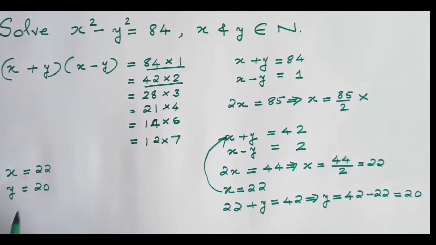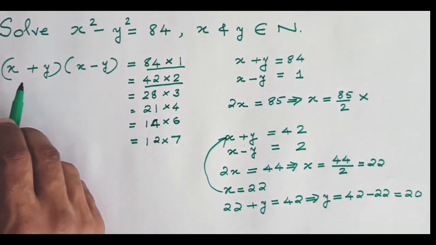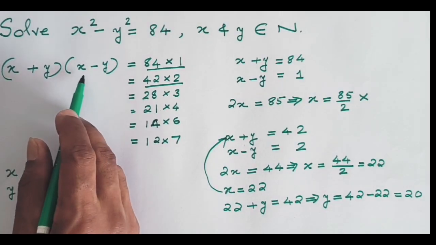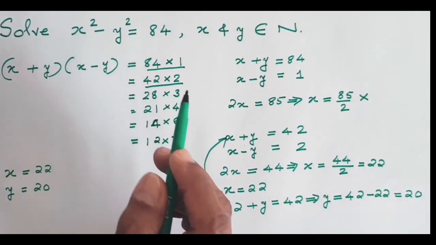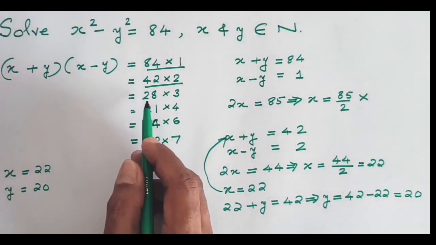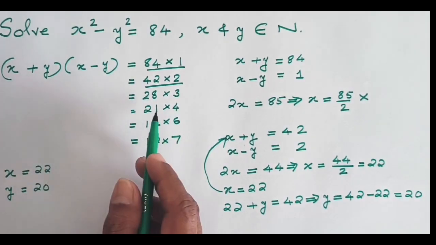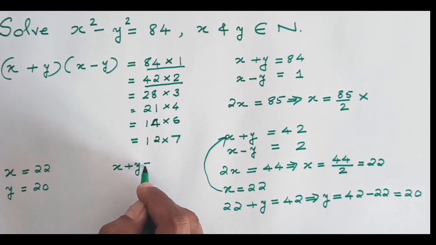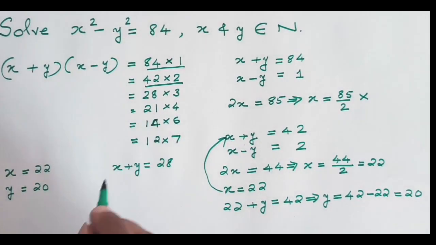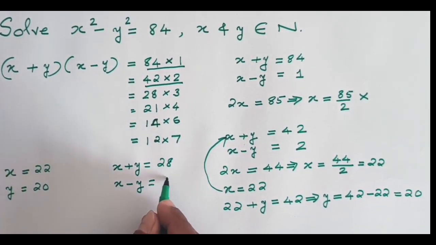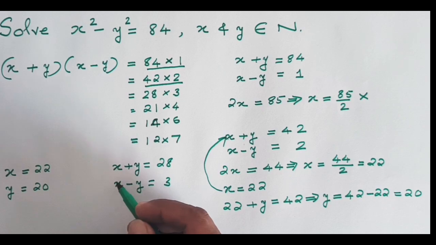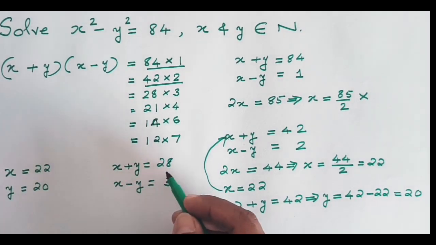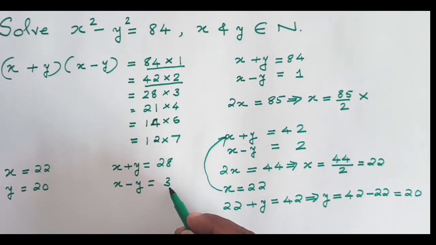This is one pair of solutions which we got by equating (x plus y) multiplied by (x minus y) to 42 multiplied by 2. Now there is the third splitting. You do the same thing. See, let me write it here. x plus y equal to 28, x minus y equal to 3. Well, while adding up to eliminate y, on the right side you will be getting 31.